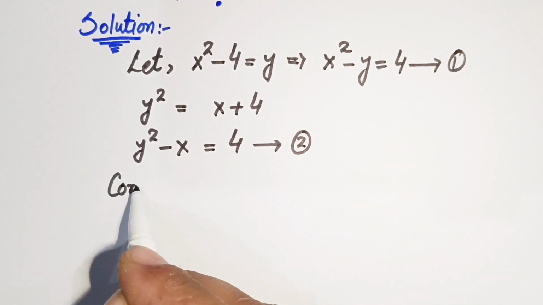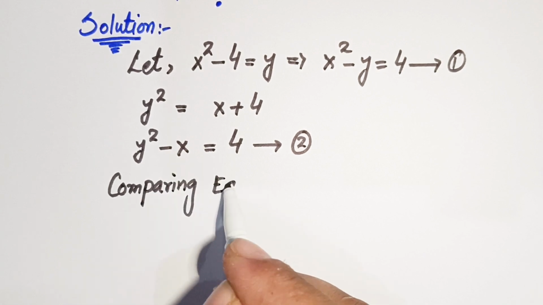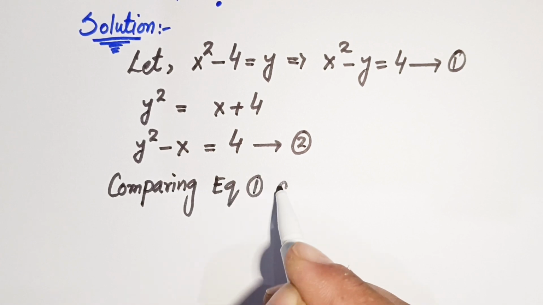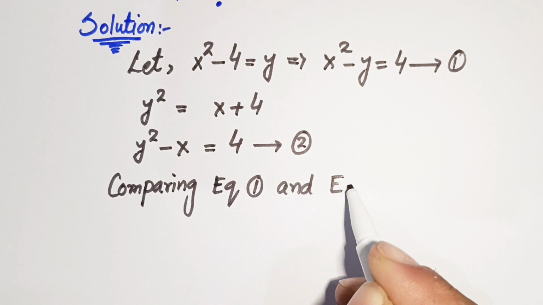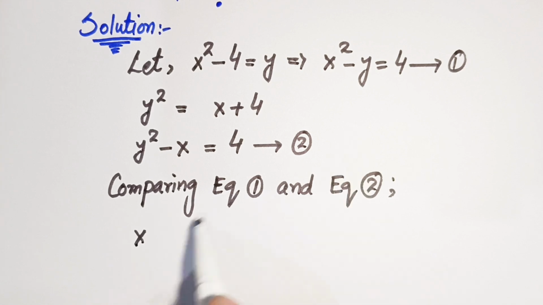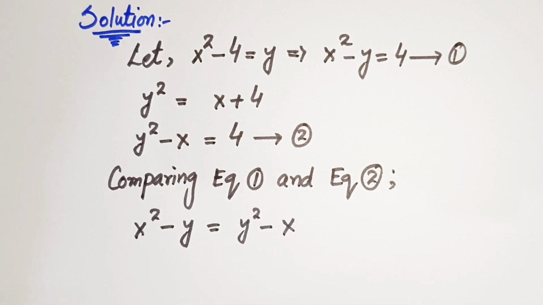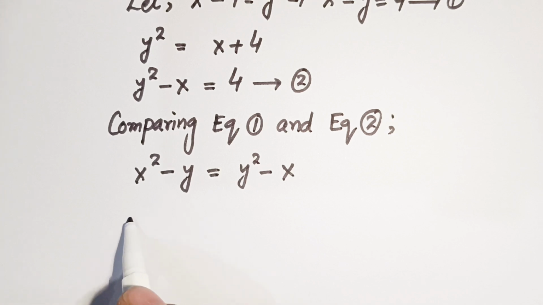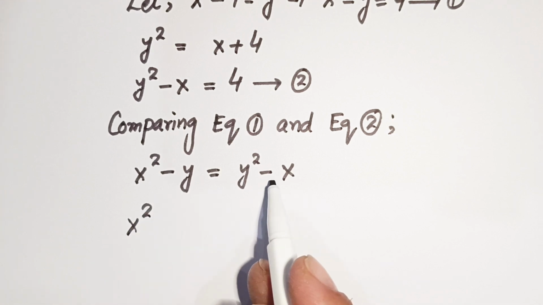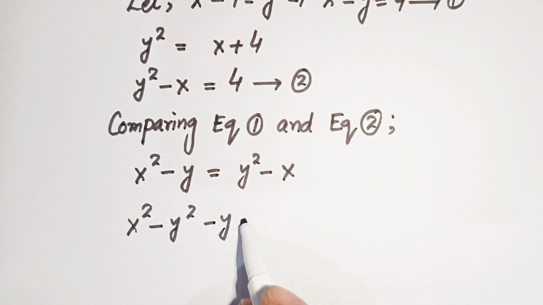So by comparing equation 1 and equation 2, the right sides are equal, hence we can write the left hand side of equation 1, x² − y, equal to the left hand side of equation 2, which is y² − x. Now shifting these two expressions, we get x² − y² and similarly −y + x, that is equal to 0.